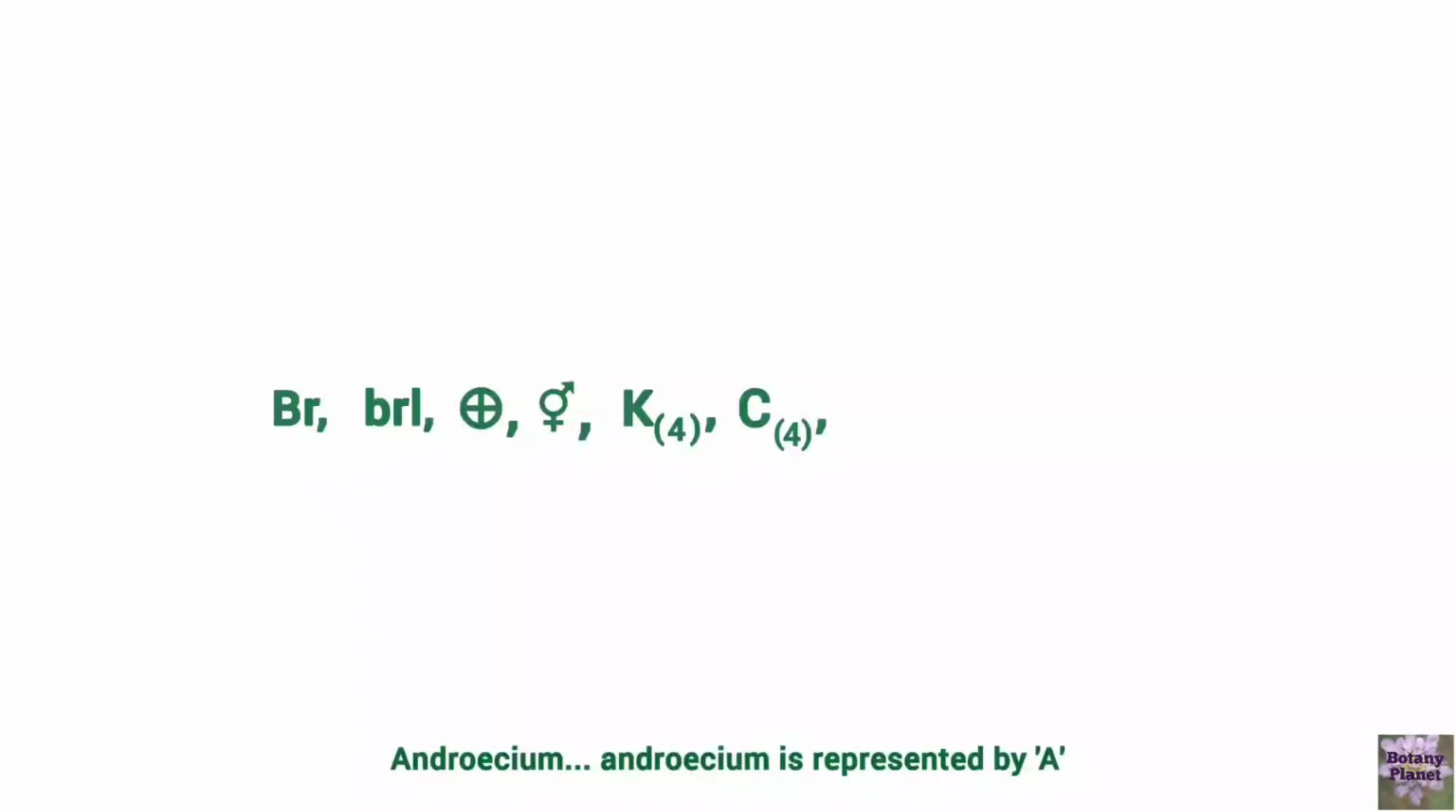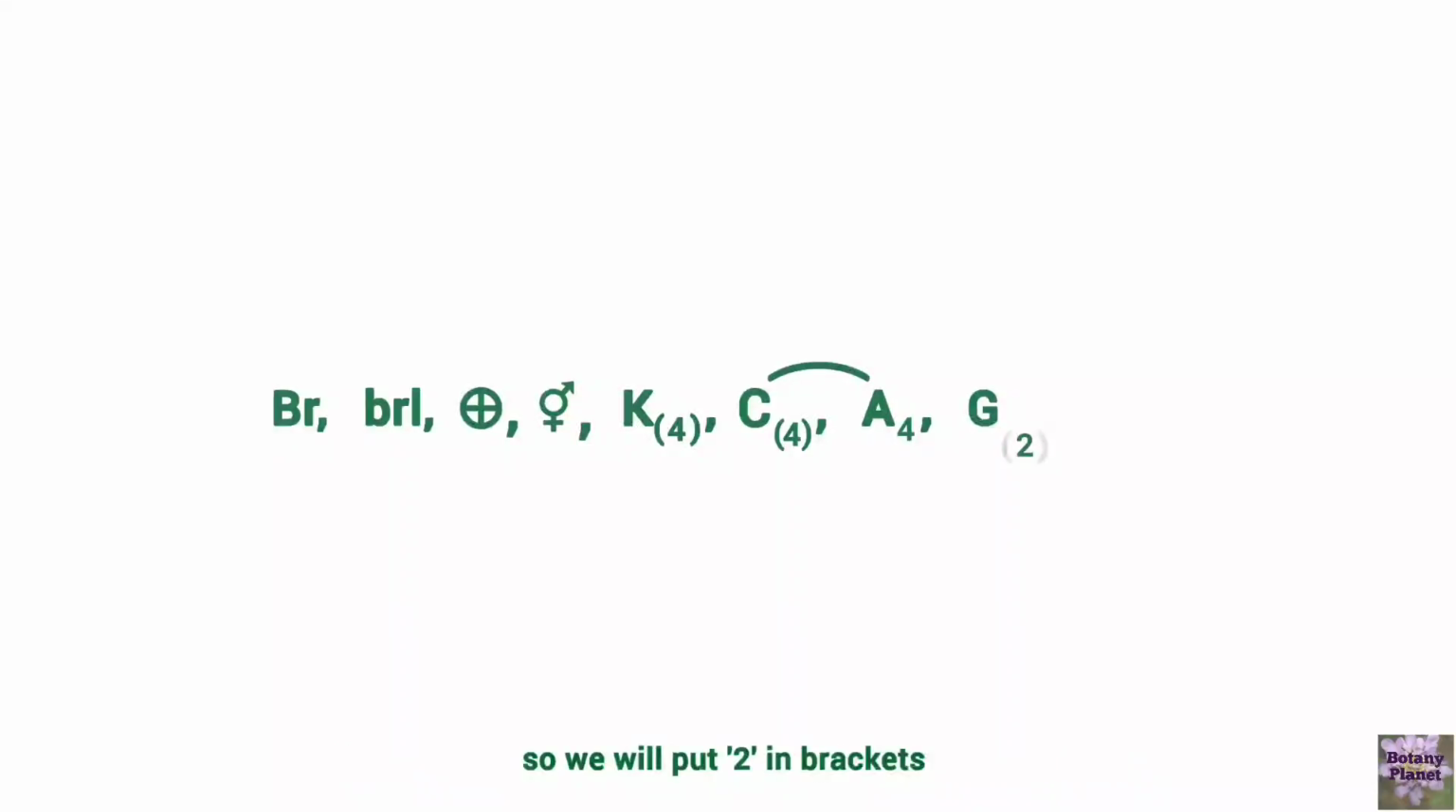Androecium. Androecium is represented by A. There are 4 stamens, so we will write 4 in front of A. Androecium is epipetalous, that is, stamens are fused with corolla, so we will join androecium with corolla. Gynoecium. Gynoecium is represented by G. Gynoecium is bicarpellary. There are 2 carpels, so we will write 2 in front of G. Since carpels are fused with one another, that is syncarpous, we will put 2 in brackets. Now the ovary is epigynous or inferior, so we will put the ovary below the underscore.